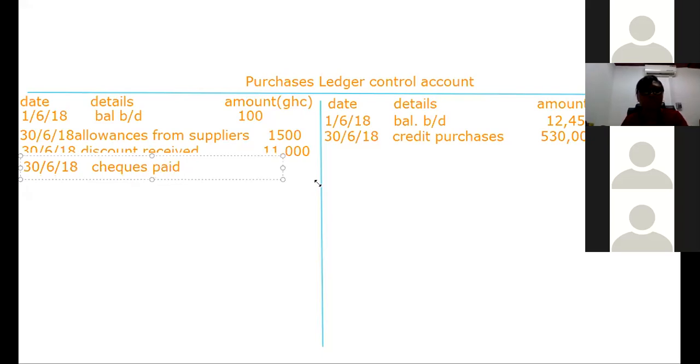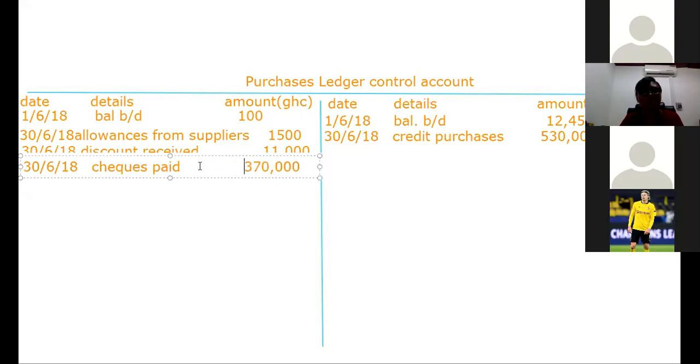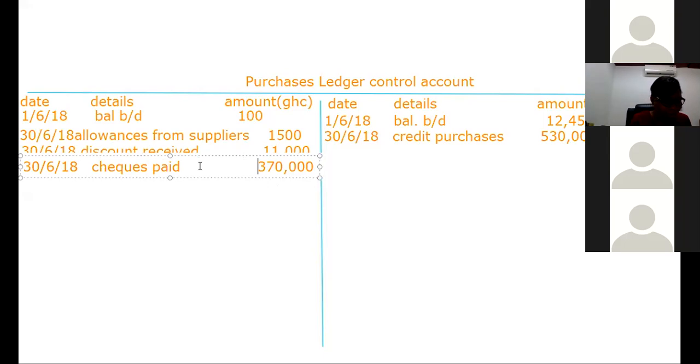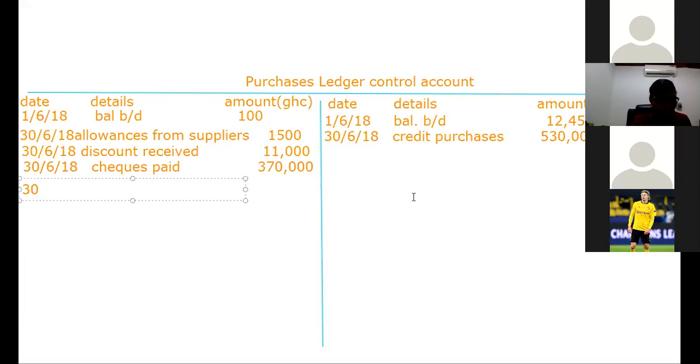How much is it? 370,000. Okay. Which one next? Contract settlement. Debit purchase ledger control account and credit control account. Credit. Come again. Contract settlements affect both the debit side and the credit side.